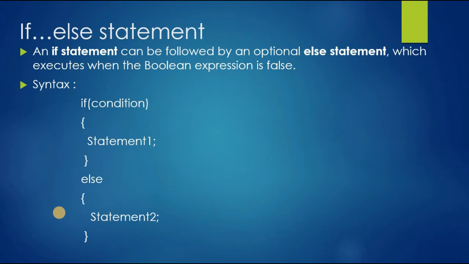Here we are seeing two statements. If the condition is true, then statement 1 will be executed. If the condition is false, then statement 2 will be executed. Statement 2 comes under the else part of the program. The if-else has two blocks, that is statement 1 and statement 2 blocks. If the condition is true, then statement 1 will be executed. If the condition is false, then statement 2 will be executed.